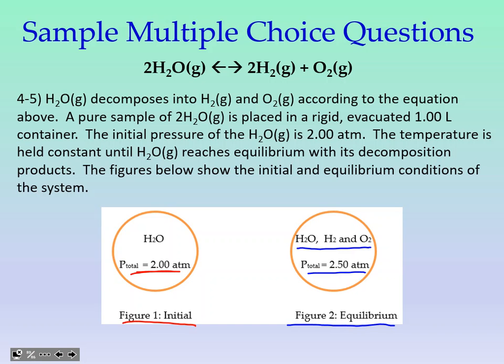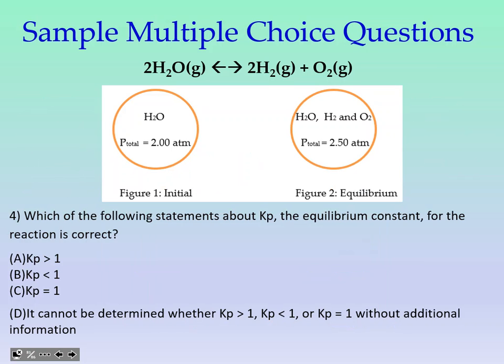So let's look at the first multiple choice question. Which of the following statements is correct about Kp? The equilibrium constant for the reaction is correct. So we need to figure out what? The Kp for equilibrium. They didn't give us a lot of information here. So what should we set up? What should we set up? The rice table. Yes, let's organize our information.